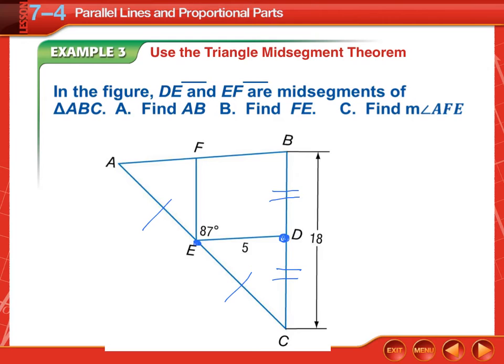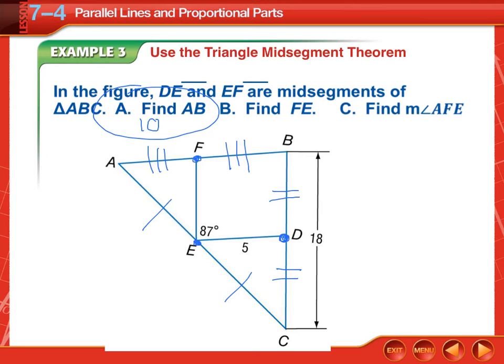EF is also a mid-segment, so E is a midpoint, F is a midpoint, and that means AF is congruent to FB. Now, we were told with this theorem that the mid-segment is half the length of the line that it's parallel to. So here, find AB. AB here is going to be parallel to ED, and AB is going to be twice the length of ED. If ED is 5, then AB is going to be 2 times 5, or 10.